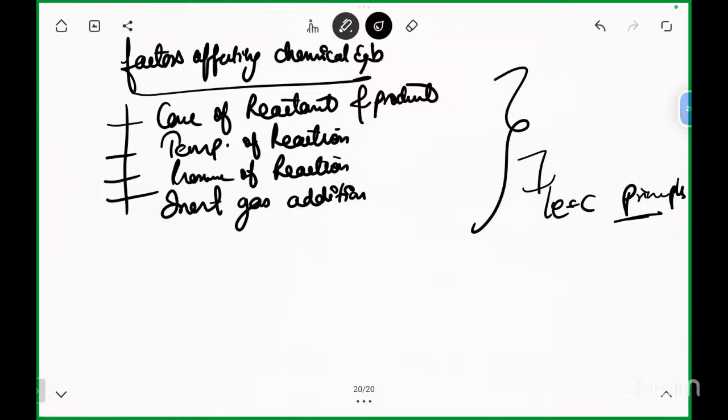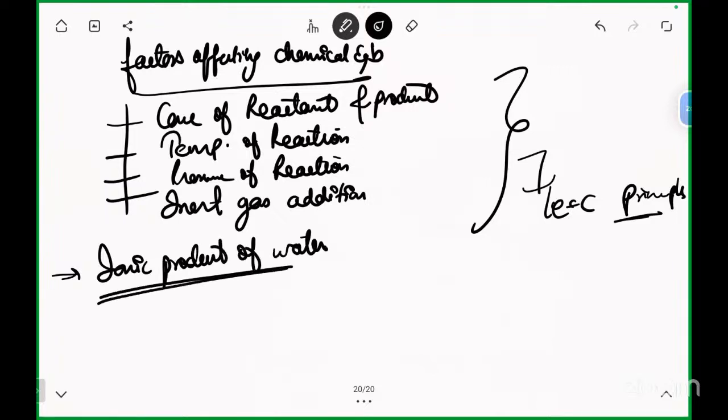Bronsted acid base we have discussed. Lewis acid base we have discussed. One more topic, that is the ionic product of water. The product of the concentrations of H positive and OH negative is called the ionic product.